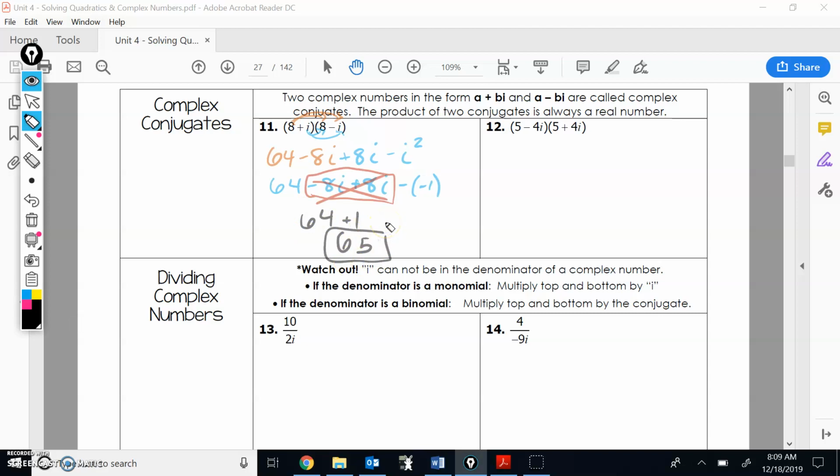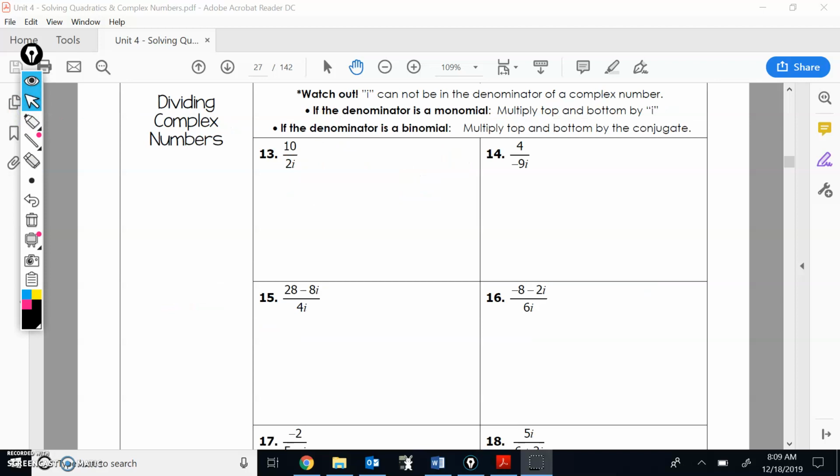The point of this is saying that when you multiply by your conjugate, the imaginary part, the i's, are going to end up canceling, and you're going to simply be left with a real solution. The last part we're going to talk about is if you have an i on your denominator. So we do not want an i on the denominator. It's not really simplified enough.